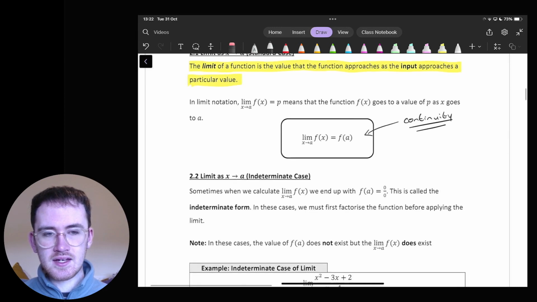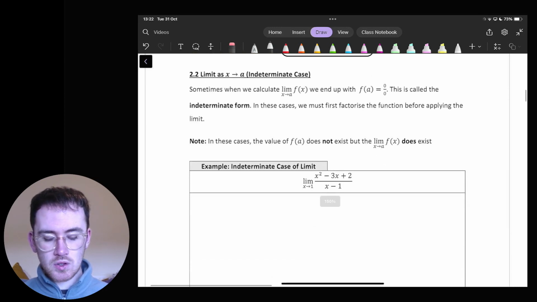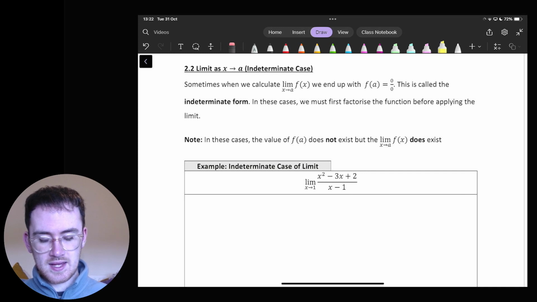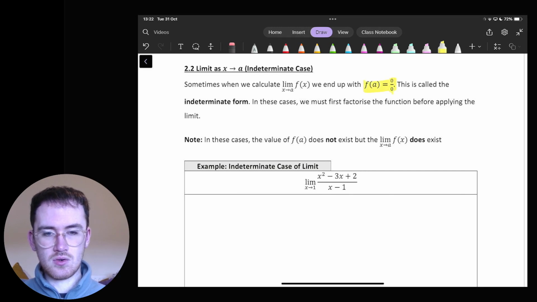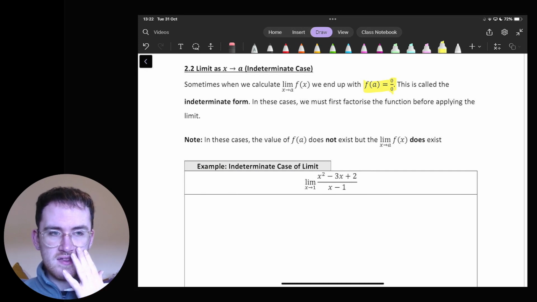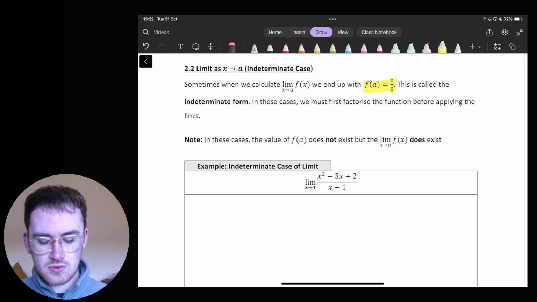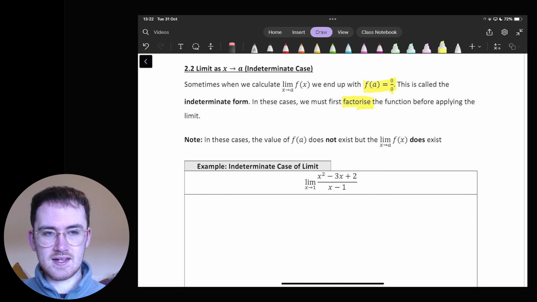I suppose looking at this second part here, this is where we get into more complicated limits. It's what we might call the indeterminate case, or where a function's undetermined. And a function's undetermined or undefined generally when we end up with something like 0 divided by 0, or anything divided by 0, because we can't divide by 0. It's not defined in terms of maths to divide something into 0 parts. So in those cases, we have to factorize before applying the limit.